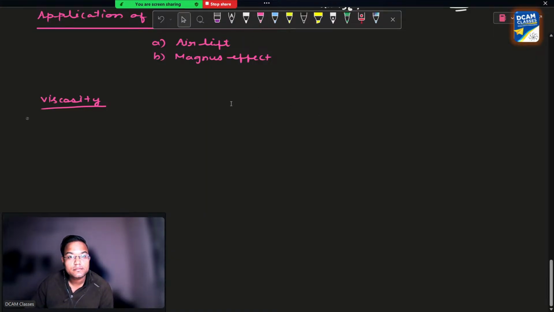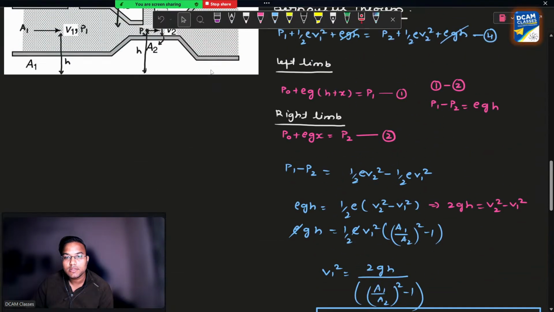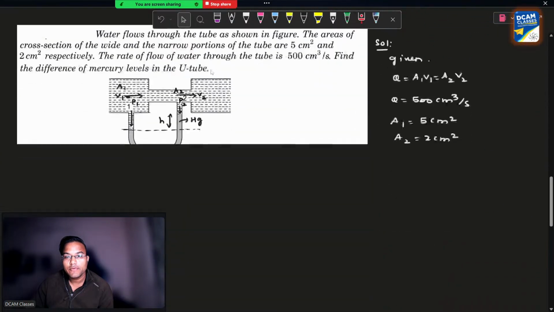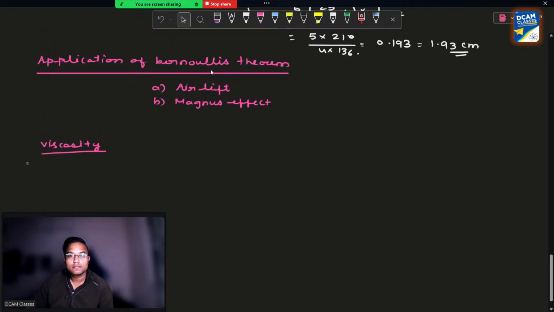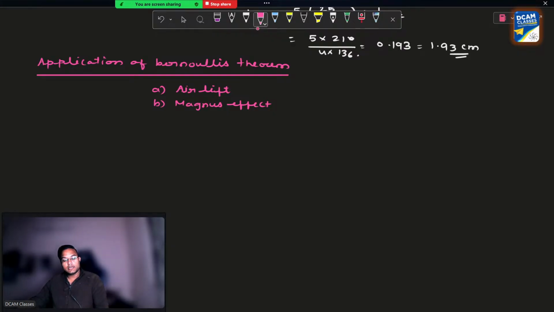Hello. In the last class, we have completed the Venturi meter. Then let me first explain the application of Bernoulli's theorem: airlift, how an aircraft takes off. That thing we are going to discuss.